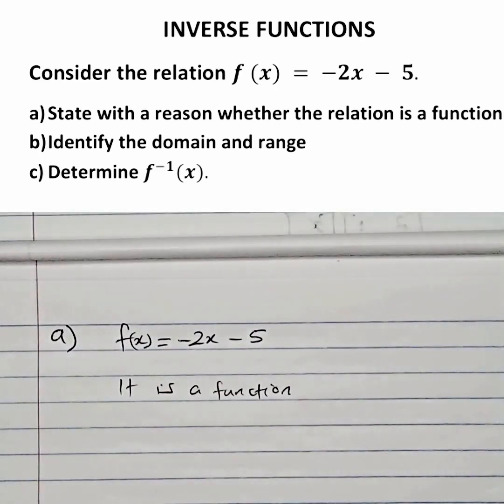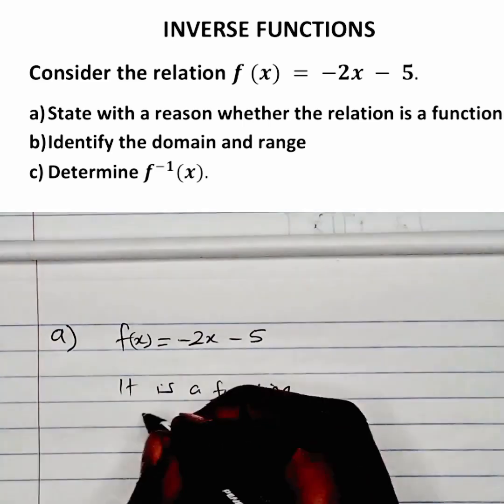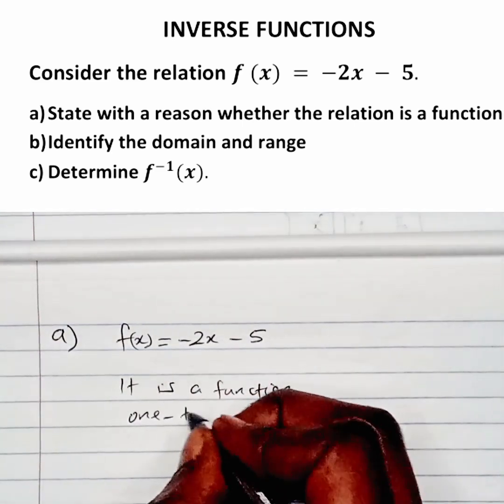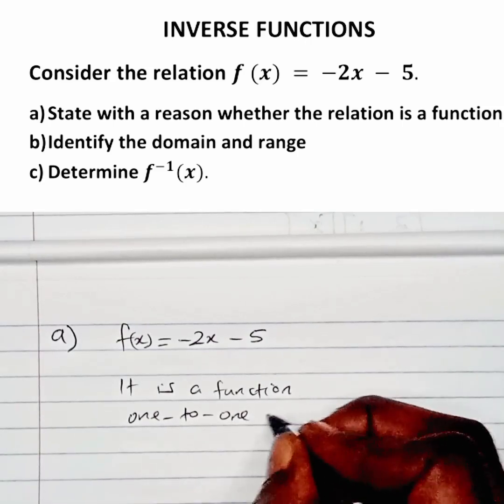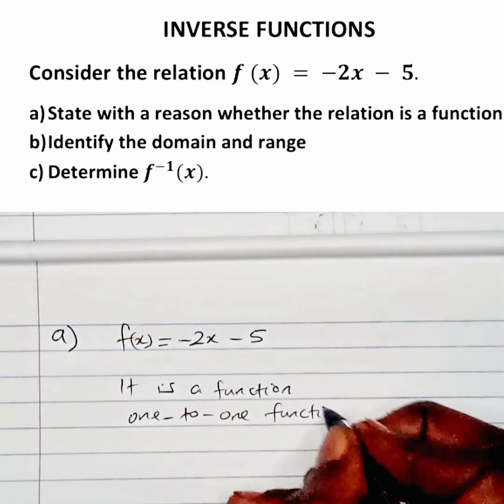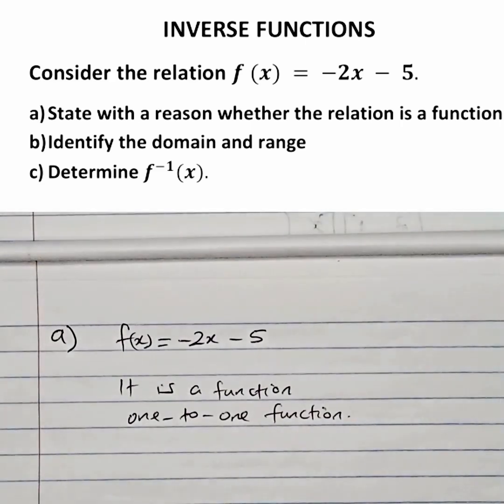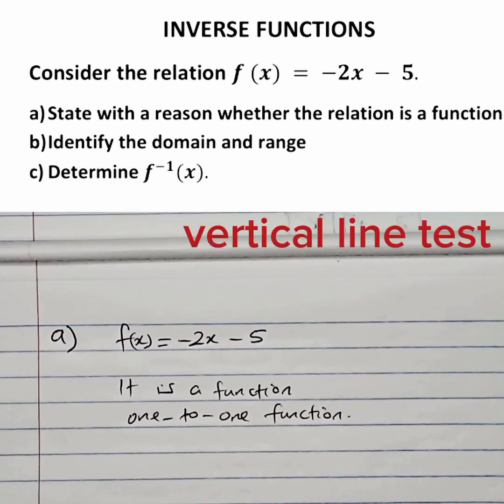Because for every value of x, there exists a single value of y, and it is actually a one-to-one function. So that's one way of stating that and giving the reason. The other way is to do a vertical line test.